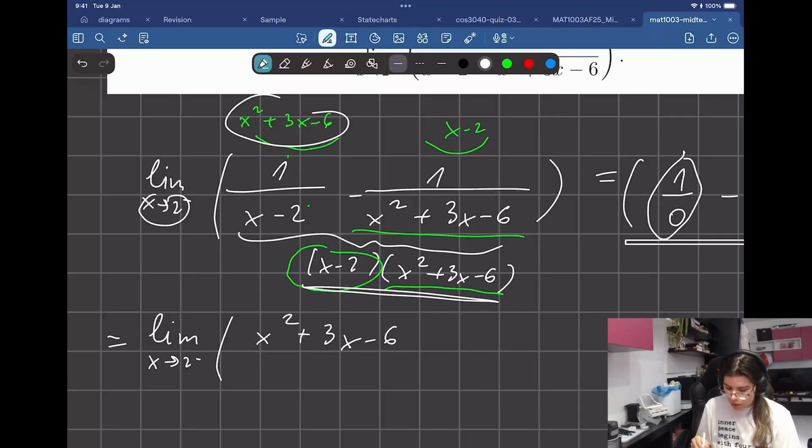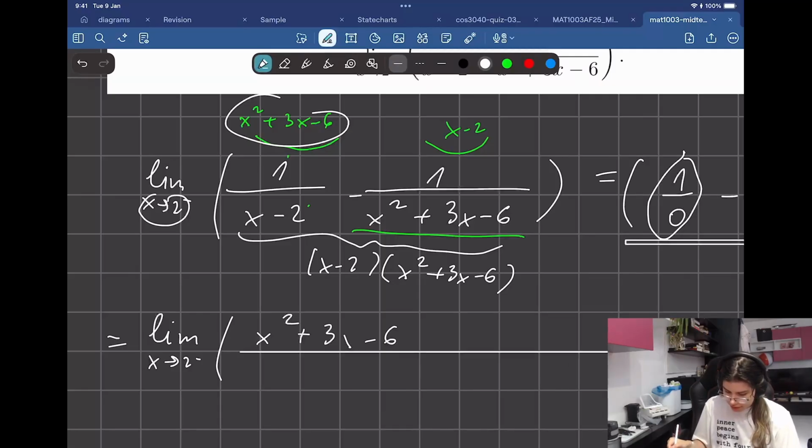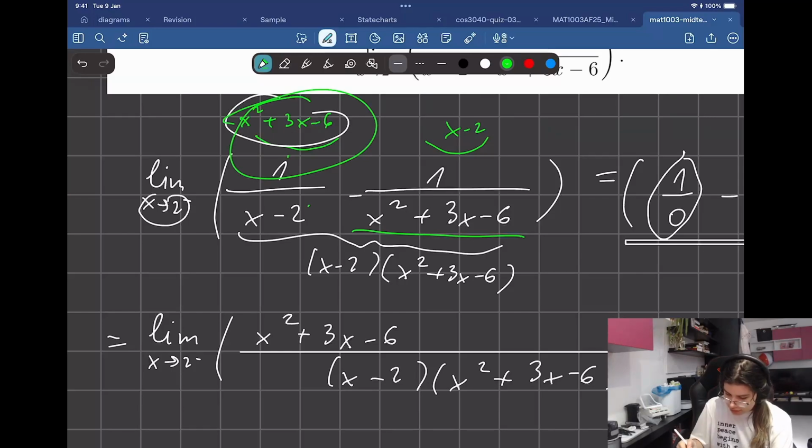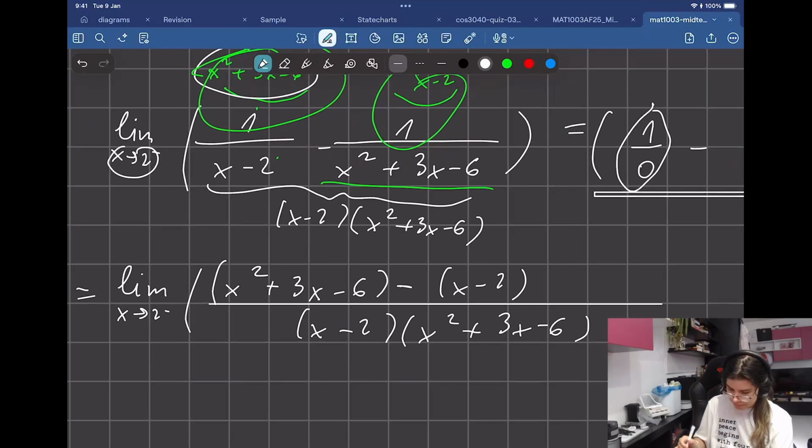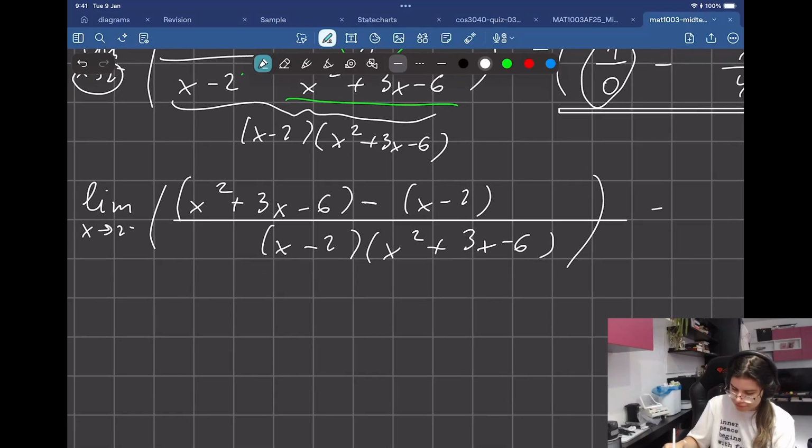Now, I just have a common denominator, right? I just found the common denominator, which is x minus 2 times x squared plus 3x minus 6. But now I'm not done with the top, right? So from the top, I wrote down this part, and I need to actually, let me put it in brackets, and from it, I should subtract the right part, which is just x minus 2, okay? All right, we got this.